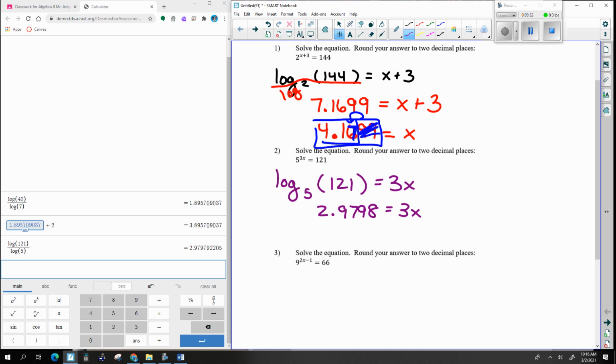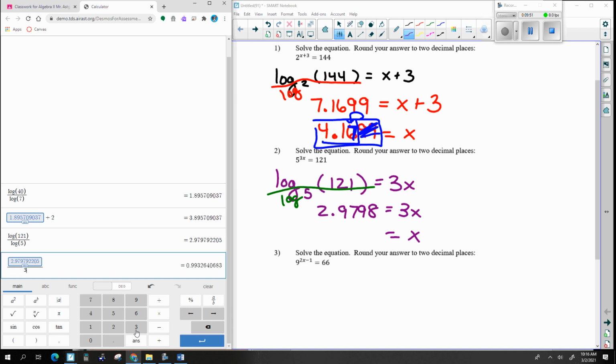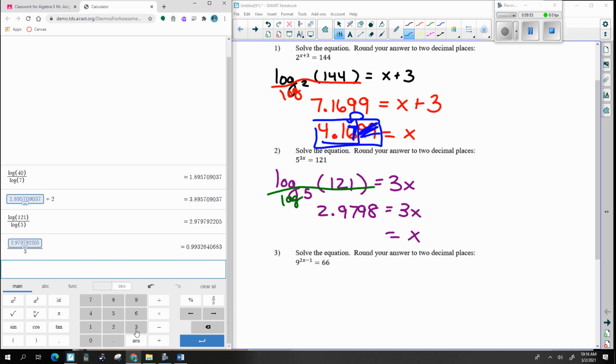Okay, so again, what I did was log 121 divided by log 5. Now I just divide by 3. I need to isolate that x, so I need to divide by 3. So I take this answer and I divide by 3. To 2 decimal places, 0.99.